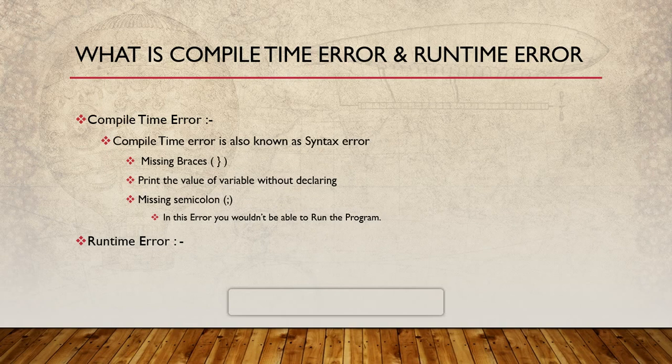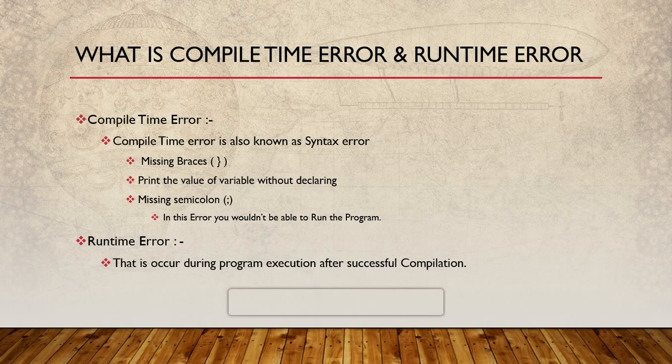A compile time error is also known as a syntax error. Like when we create a program in C language, first we create a printf and print the statement, but compile time errors occur, like missing brackets, printing the value of a variable without declaring it, or missing the semicolon. In this error, the compiler won't be able to run your program. Okay, so let's see what a runtime error is.